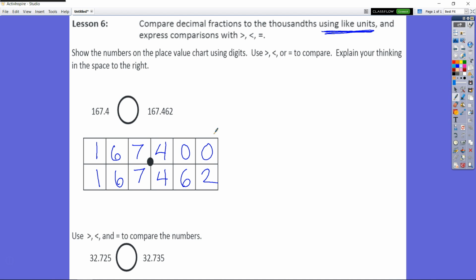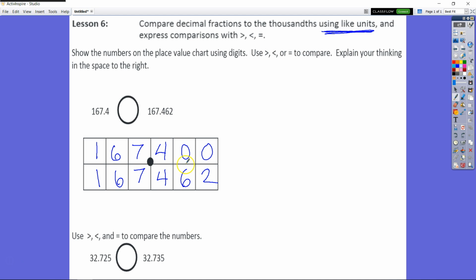So now looking at this number, we start all the way over the same way we would read a sentence. We will read from left to right. We want to look at our numbers when we're making our comparisons from left to right. They both have ones in the hundreds place, so they're equal in the hundreds place. In the tens place, they're also equal with sixes. The sevens are equal in our ones place. The fours are equal in our tenths place.